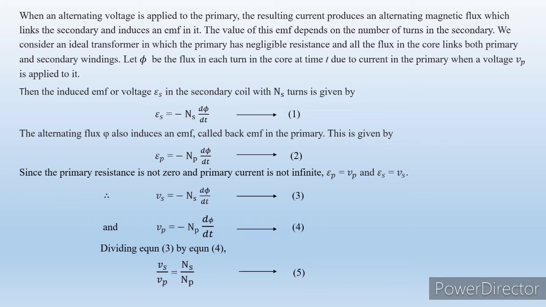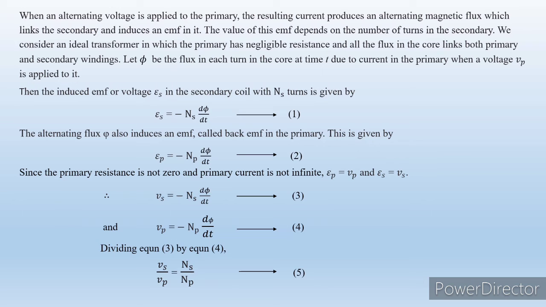When an alternating voltage is applied to the primary, the resulting current produces an alternating magnetic flux which links the secondary and induces an EMF in it. The value of this EMF depends on the number of turns in the secondary. We consider an ideal transformer in which the primary has negligible resistance and all the flux in the core links both primary and secondary windings.